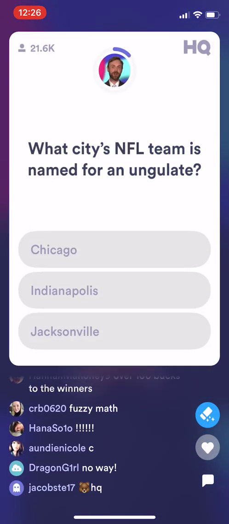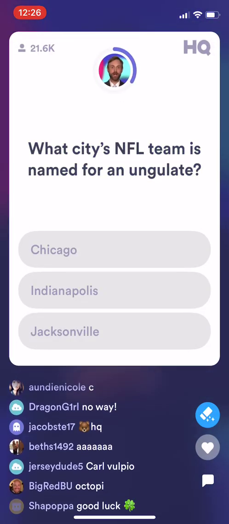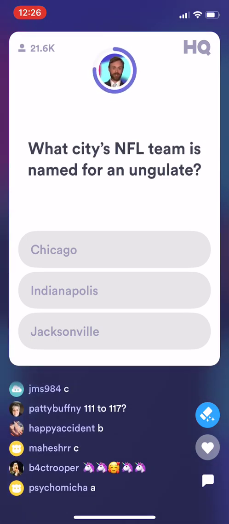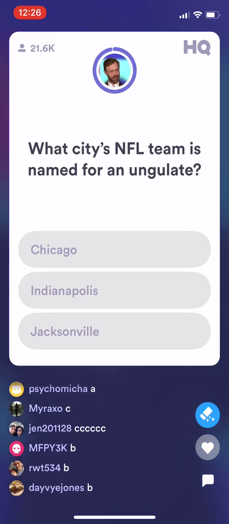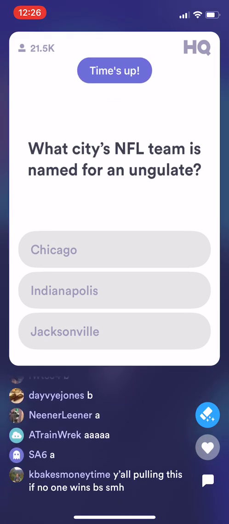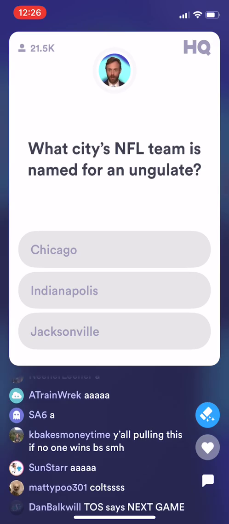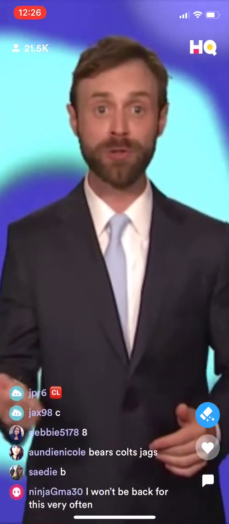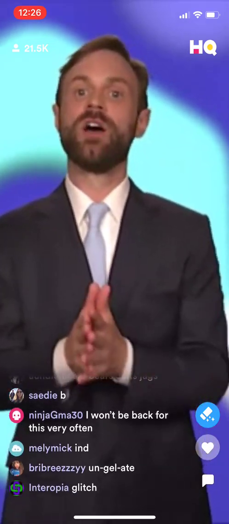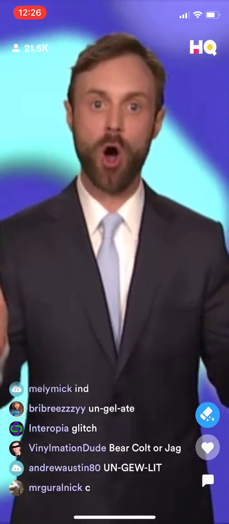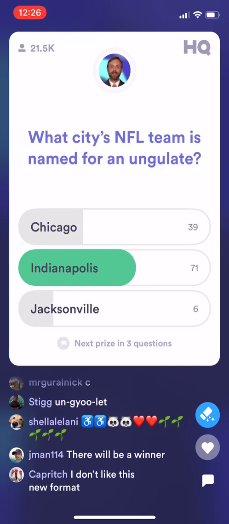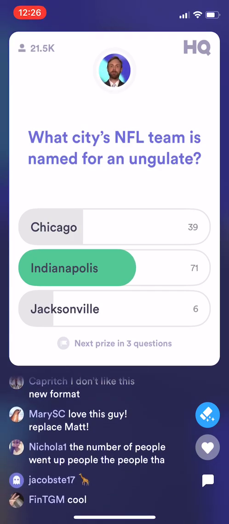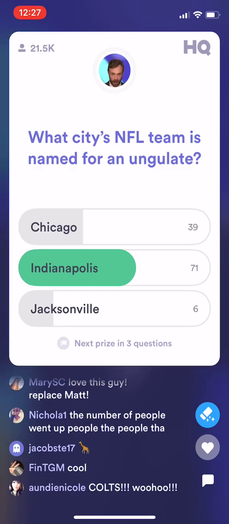What city's NFL team is named for an ungulate? Chicago, Indianapolis, or Jacksonville? Which one? Come on, you sports fans, you gotta know this one. Ungulates are a broad class of hoofed animals, including hippos, giraffes, and yes, horses. Of course, a young male horse is a colt, so Indianapolis is our answer. Indianapolis. 71 people got it right.